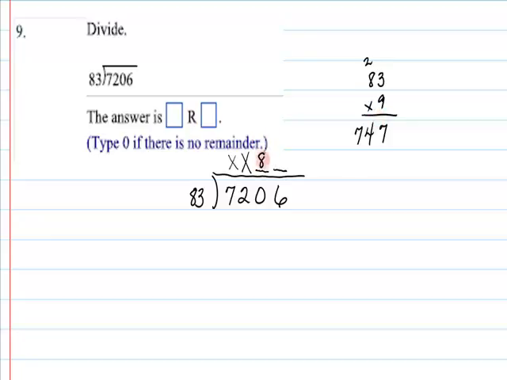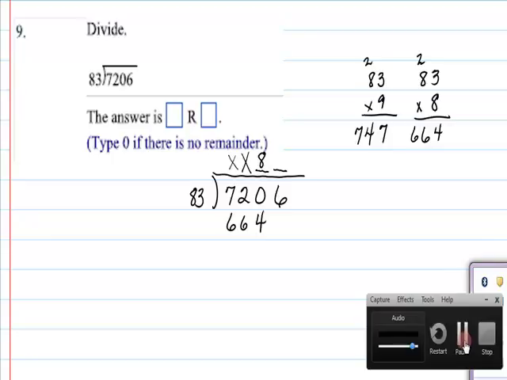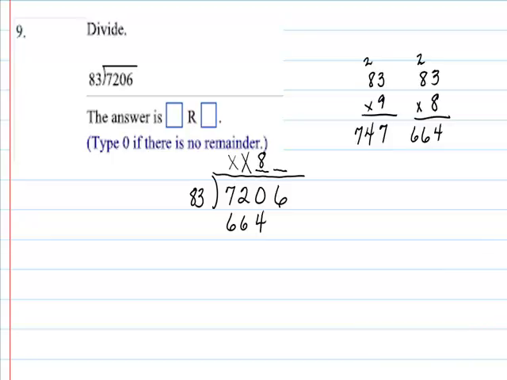So if 9 didn't work, let's try 8. 83 times 8. 8 times 3 is 24. Carry the 2. 8 times 8 is 64, and 2 more is 66, so 664. That will work. Okay, so it is time to subtract.